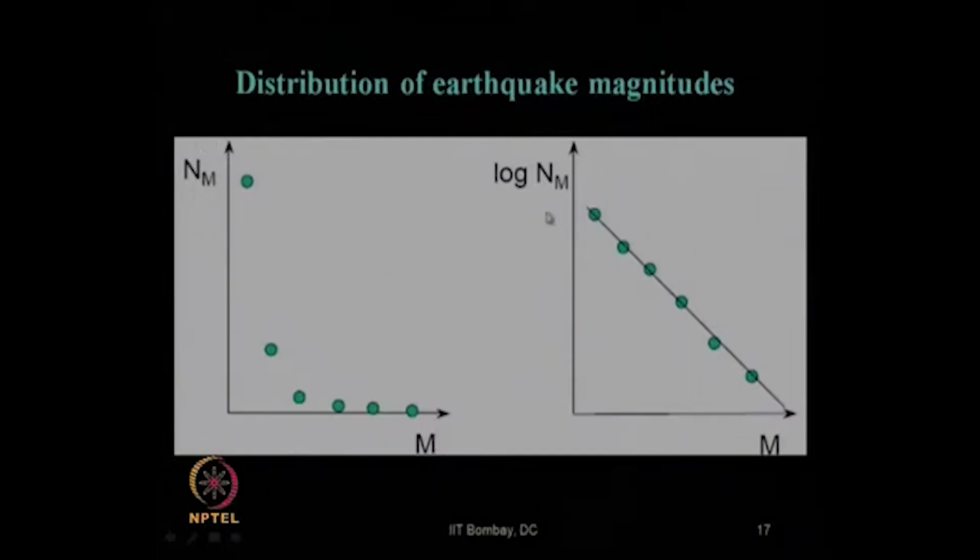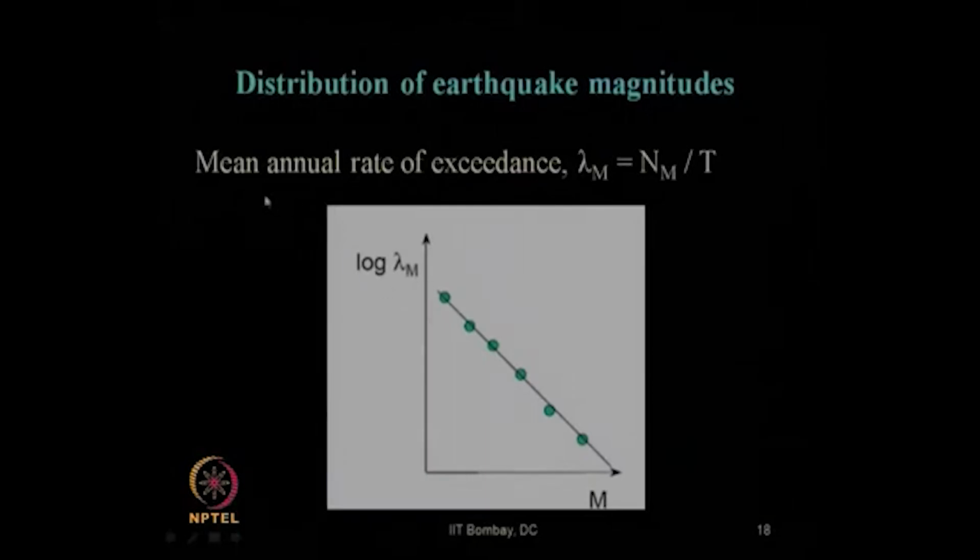So, if we plot it in the semi-log plot, like log of number of occurrences of that magnitude of earthquake versus magnitude, it will be kind of a linear relationship like this. The same thing we can plot in this fashion, considering the mean annual rate of exceedance, which is nothing but lambda m, defined as the number of occurrences of earthquake divided by the time period t which is considered, which will give of course a per year basis, which is nothing but the mean annual rate. So, log of lambda m versus m will give us the same trend, the linear relationship like this.